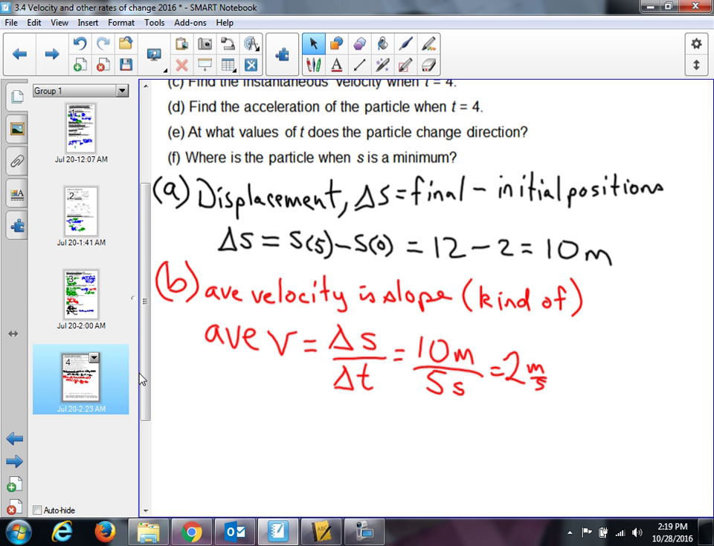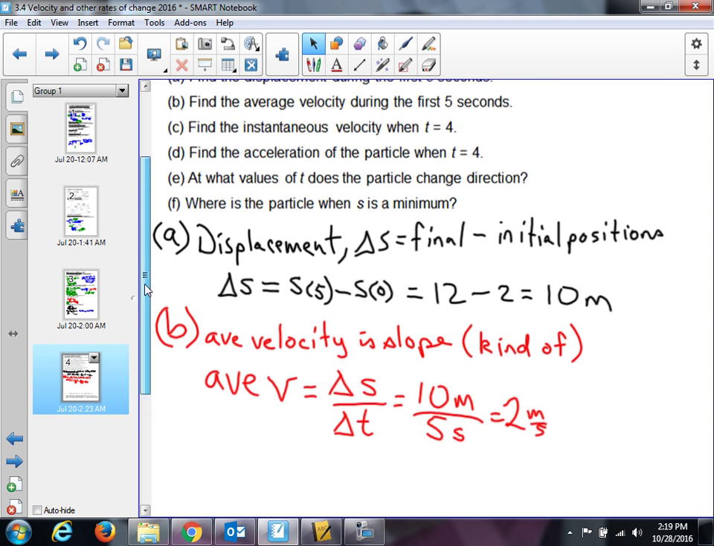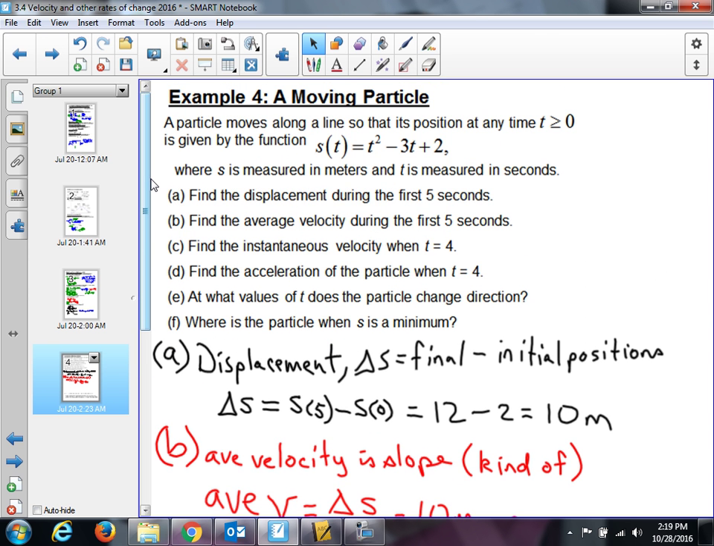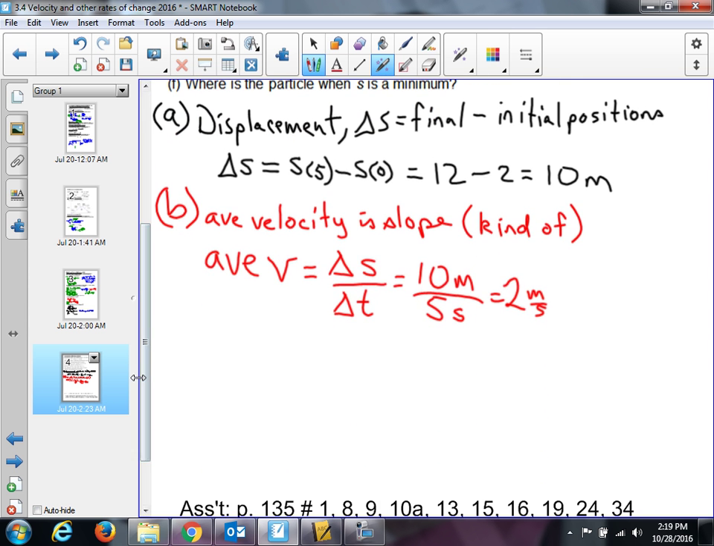So then what? C, instantaneous velocity when the time equals 4. How do you find an instantaneous? We need a what? The derivative to find the velocity function, right? So, why? Because the derivative of a position function will give you velocity. The second derivative of a position function gives you acceleration. Okay, so C.